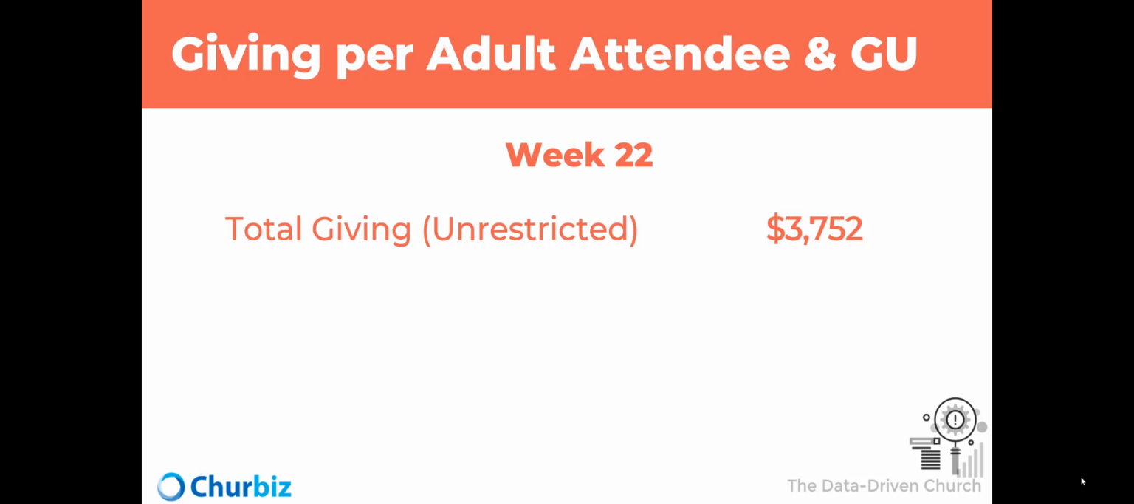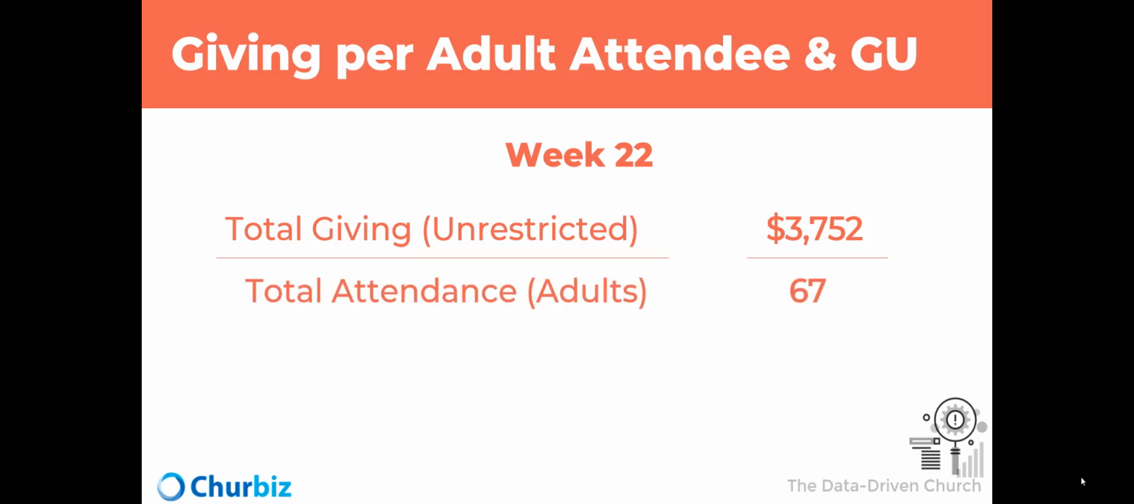In this example, total giving for week 22 is $3,752. We'll divide that number by the total number of adult attendees for the same week. In this example, it's 67. So the total giving per attendee for week number 22 is $56.